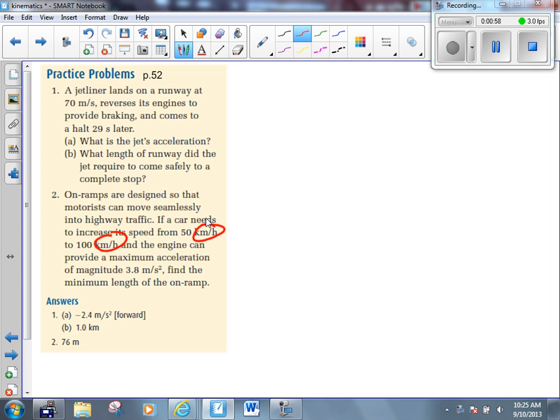The engine can provide a maximum acceleration of 3.8 meters per second squared. What's the minimum length of the on-ramp? In other words, what's the displacement of the car during this time of acceleration? The on-ramp needs to be that long. So let's get the displacement of the car. Let's write down some givens here.